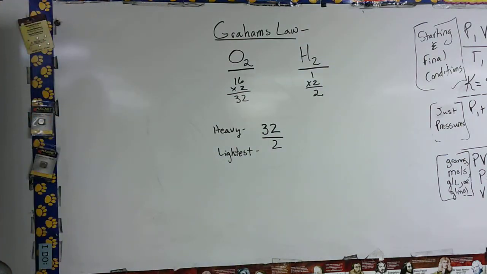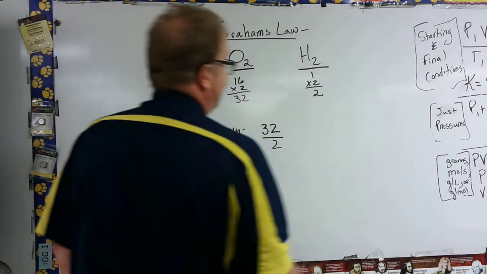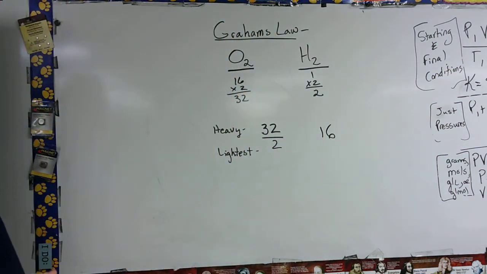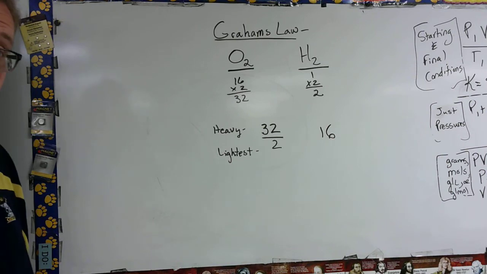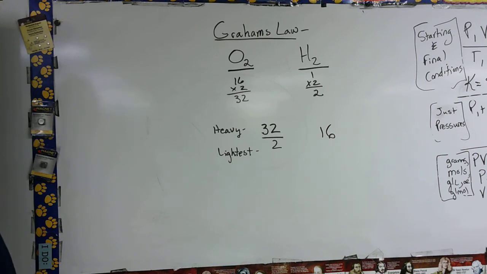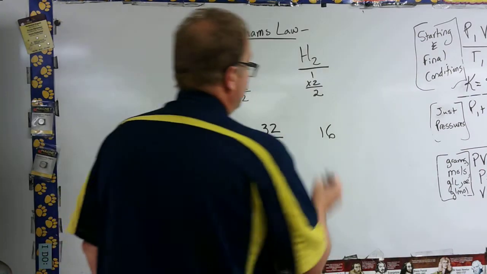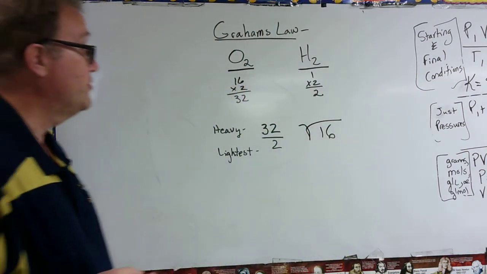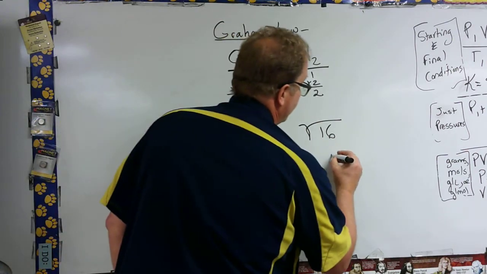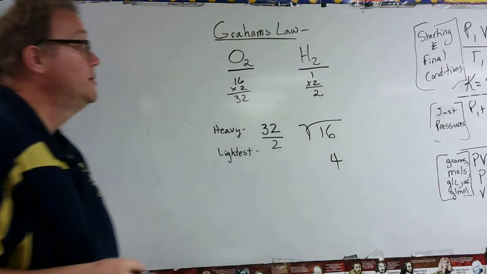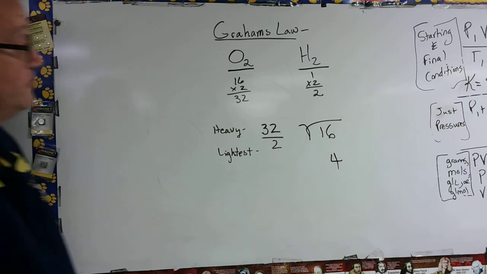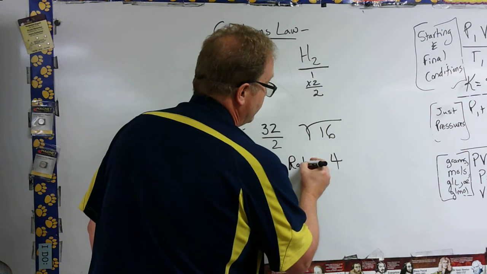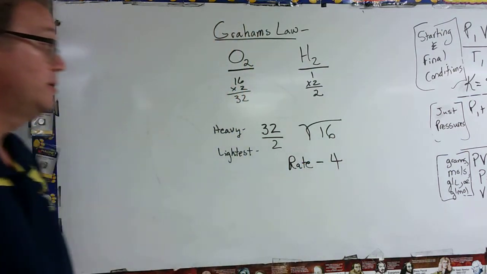Now if you divide it, you can easily see that it's going to be 16. But remember, in chemistry, you don't do things in one step. You have a second step. You do the square root of this. And the square root of 16 will come out as 4. So now we have what is called our rate. So the rate is going to be a number.